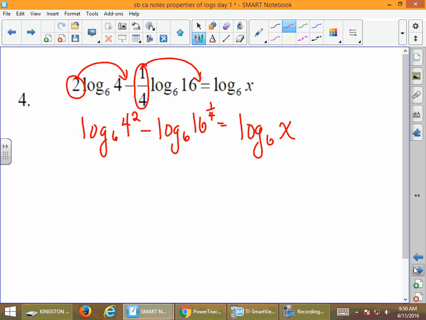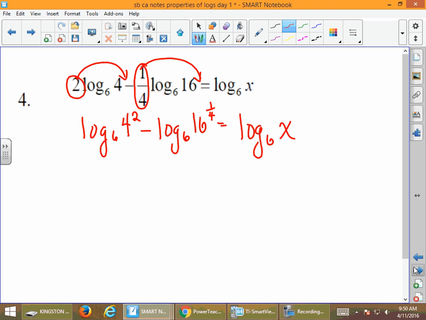Now we can deal with the minus sign in between, although we can figure out what 4 squared equals here and 16 to the 1/4 equals there. It doesn't make any difference. At some point in the problem, we are going to have to figure out those values. So do you want to figure out what they equal now, or do you want to wait until we deal with that minus sign? Let's do the minus sign.